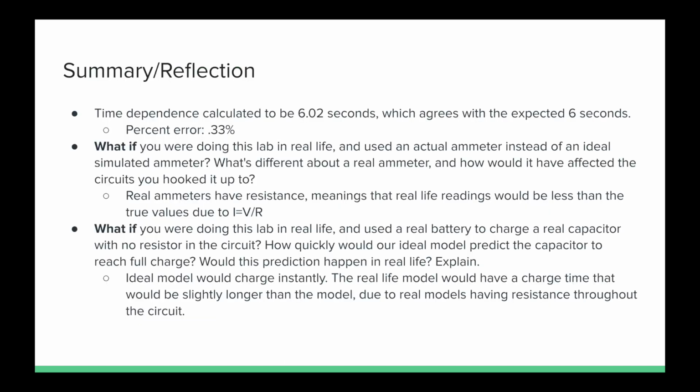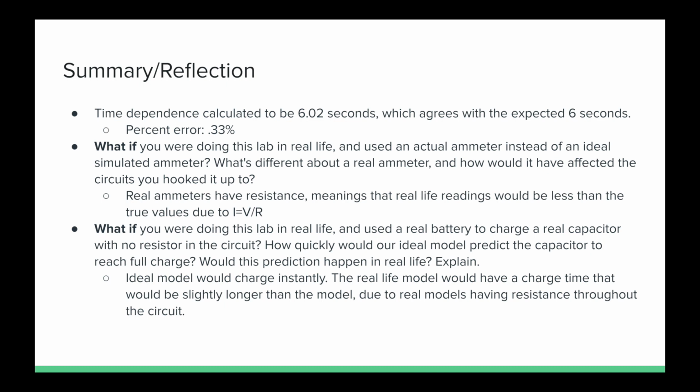To conclude, the time dependence was calculated to be around 6.02 seconds. This time dependence is similar to our expected value of 6 seconds, with a percent error of only 0.3%. To reflect, if this lab was conducted in real life with an actual ammeter instead of simulated ammeters, the real-life readings would be less than the true values. This is because real ammeters have resistance, which would affect the current readings due to the current equals voltage over resistance formula.